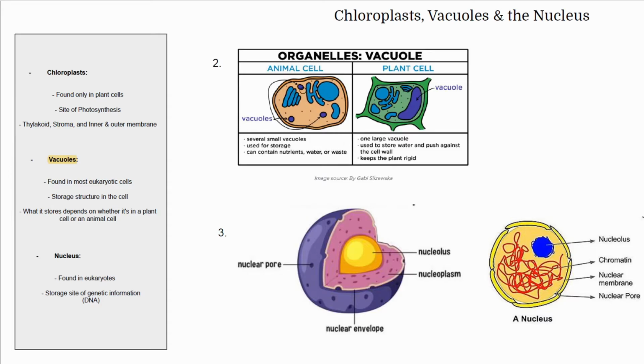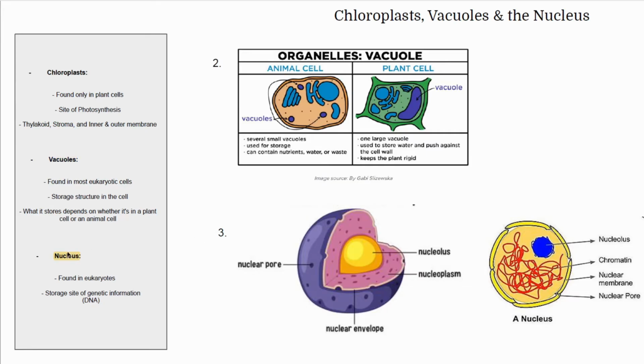In animal cells, these smaller vacuoles are used to contain nutrients, water, or waste, while in plant cells, this larger vacuole is used to store water and push against the cell wall. This helps keep the plant rigid. This also helps with turgor pressure, which helps with the plant's structure. If you are interested in how that works, there are several YouTube videos that show the difference between plants before and after the vacuole is filled with water.